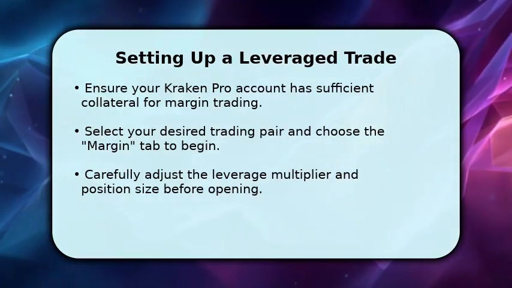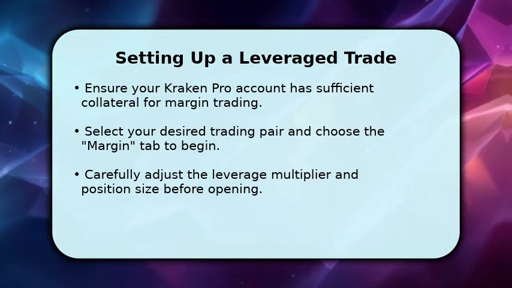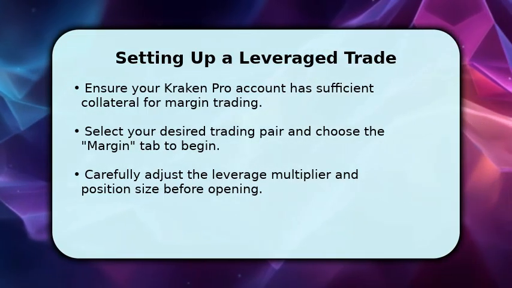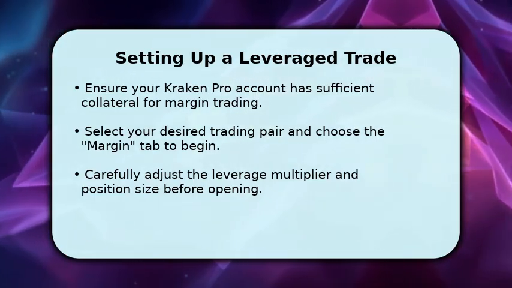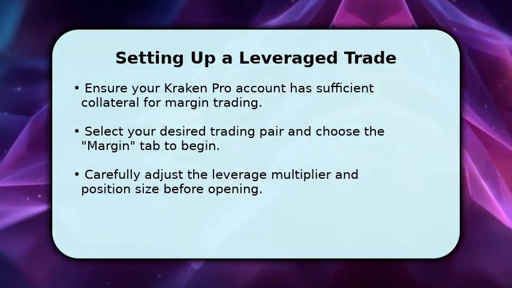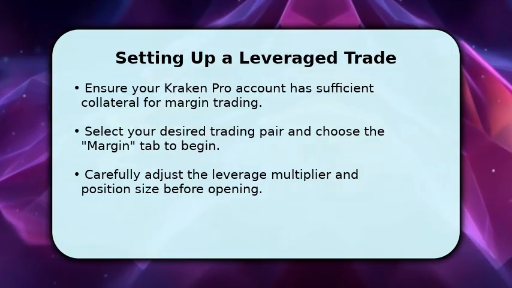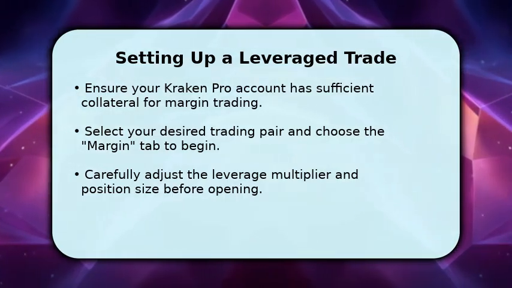To set up a leverage trade, first ensure your Kraken Pro account is funded with enough collateral. Navigate to your chosen trading pair and select the Margin tab. Here, you can specify your desired leverage multiplier, such as 2 times or 5 times, and the size of your position. Always review these settings carefully before confirming your trade to avoid unintended exposure.